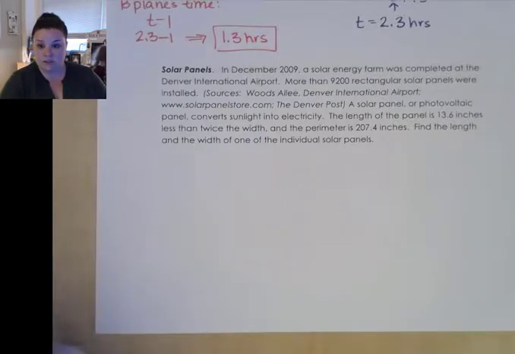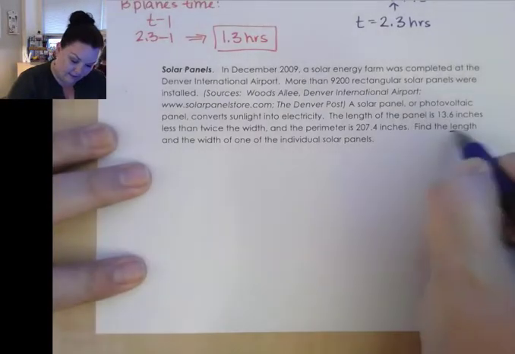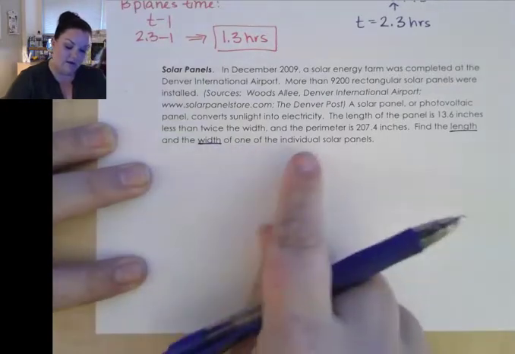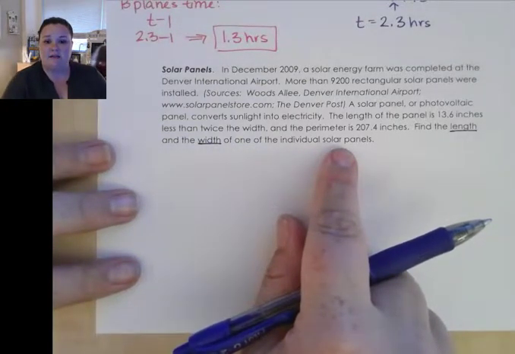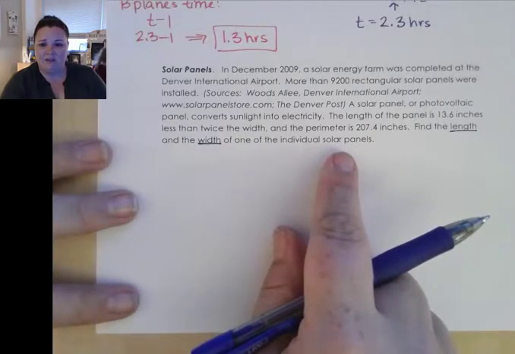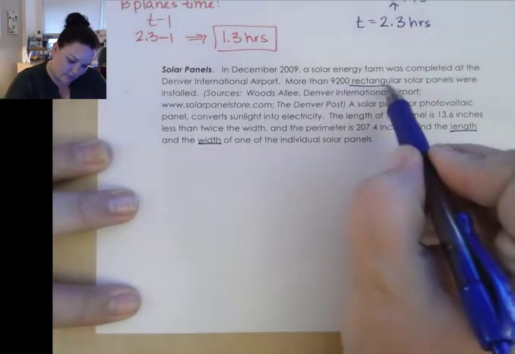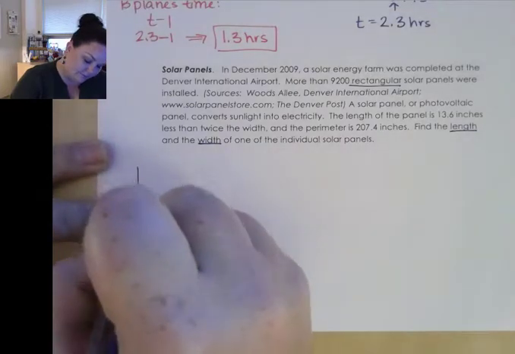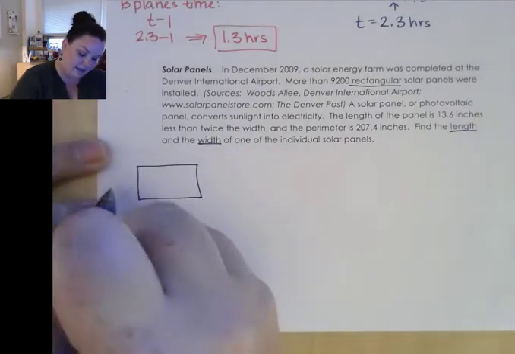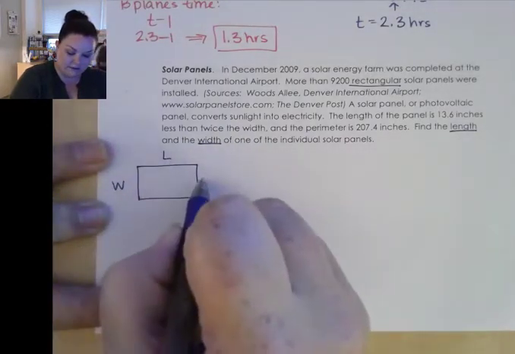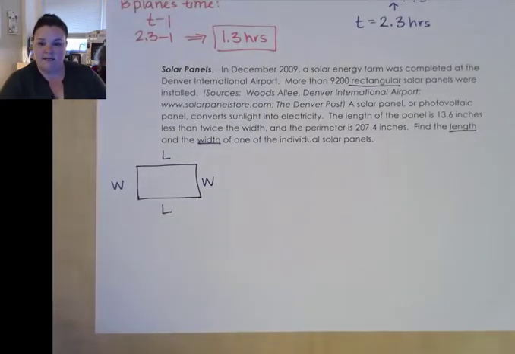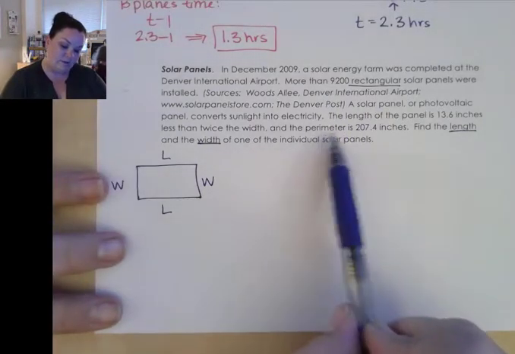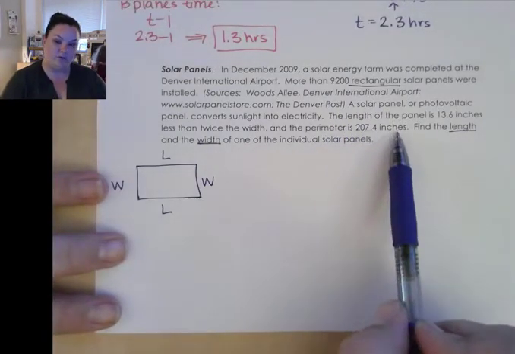Okay, so some words stood out to me. One, we're finding the length and the width of a solar panel. And they also told me that these are rectangular solar panels, right? So if it's rectangular, that means that we have a width, a length, a width, a length, right? So the next thing that stood out to me was the word perimeter, okay?